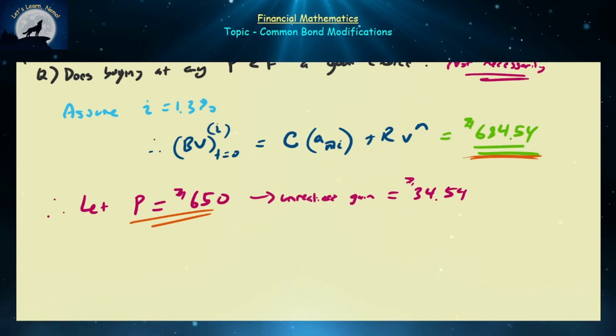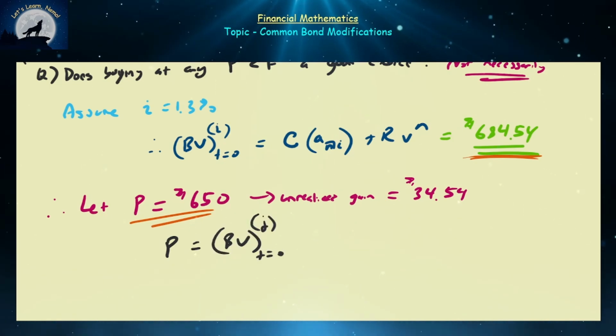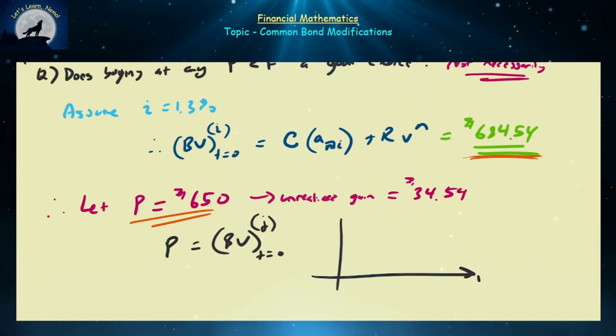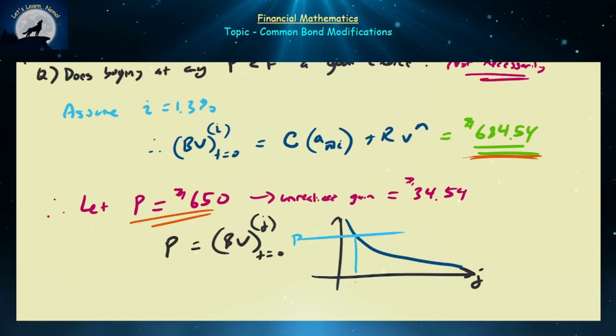So what would be our yield rate? Our yield rate is where you set P equal to the book value under some interest rate j at time t is equal to 0, and solve for j. And keep in mind, as j gets closer to 0, our book value is going to rise. So you set that equal to our value of P, and that's going to give you your j value that we're interested in.